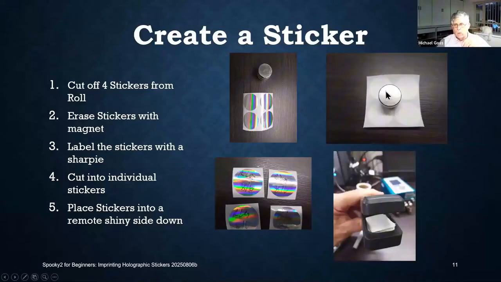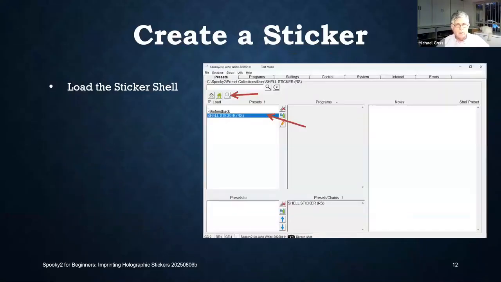And by the way, I erase them on the back side, because if you erase them on the front side, the magnet rubs against the stickers, and they may come off. On the back side, it works really well. Like I said, I go over it a couple of times, and I'm going to do it in just a minute. Then I put a label on them with a Sharpie, because you can't use a ballpoint pen, it won't work. And then I stick them into the remote, shiny side down. That's how simple it is to get these things ready.